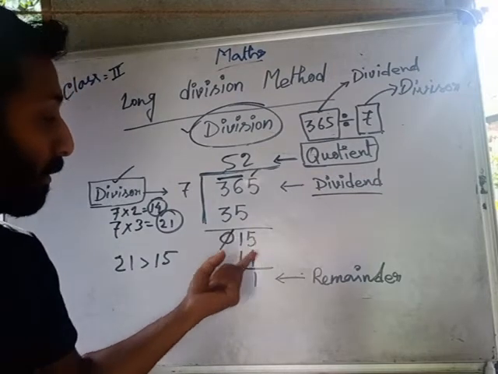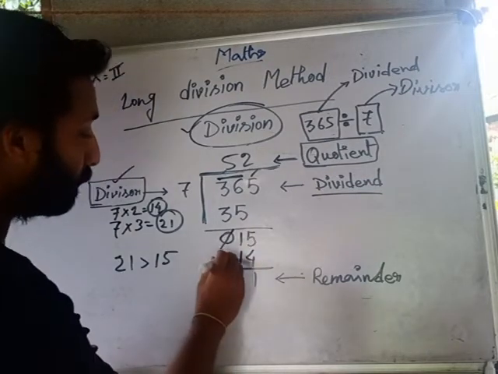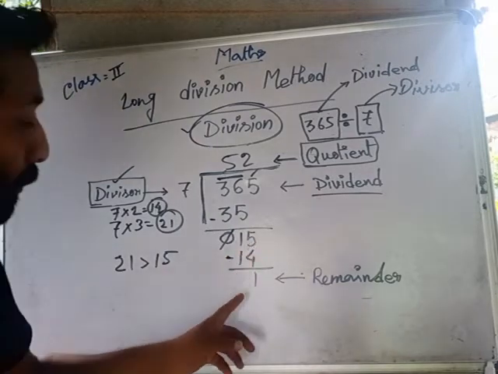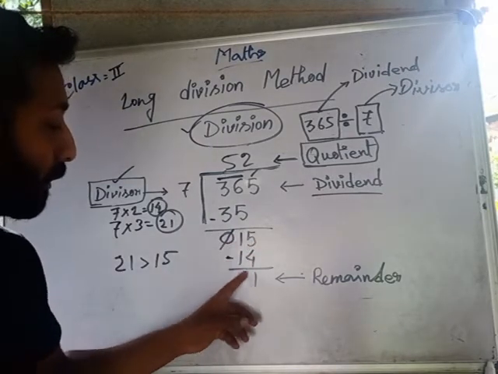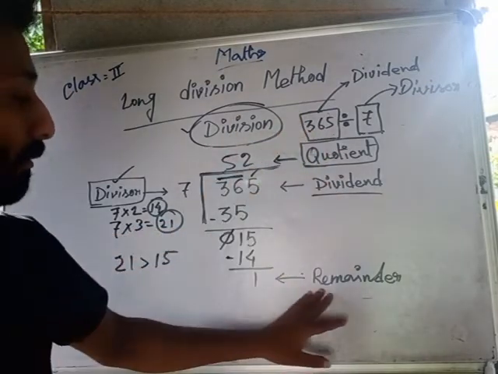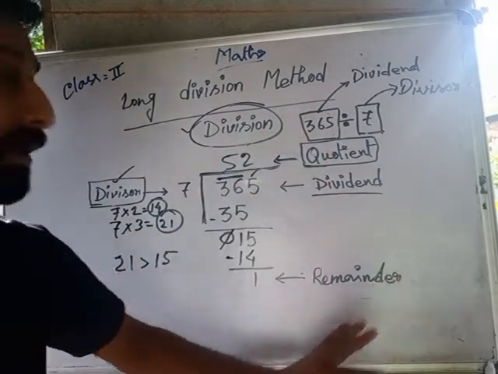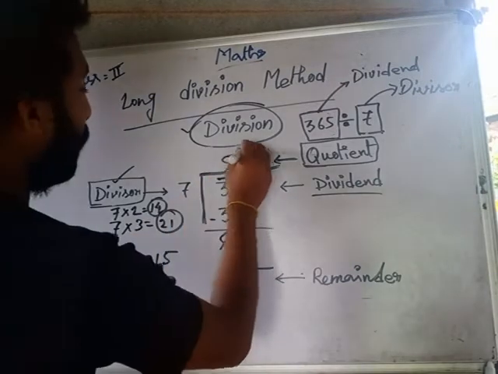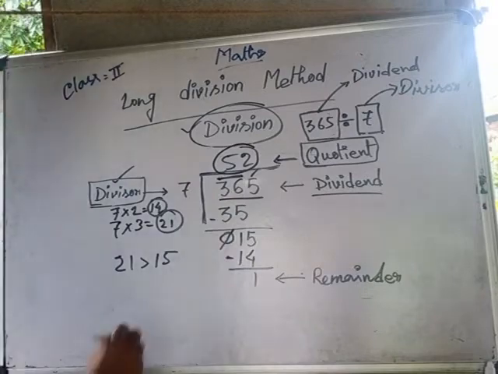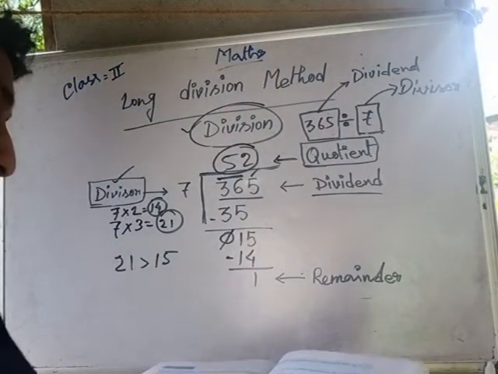After that, subtract the numbers. 5 minus 4 is 1. 1 minus 1 is 0. So 1 is left after division. So 1 will be the remainder, and 52 will be the quotient, and the dividend is 365, and the divisor is 7. Okay. So this is the long division method of division.